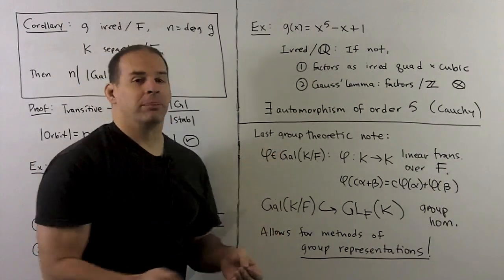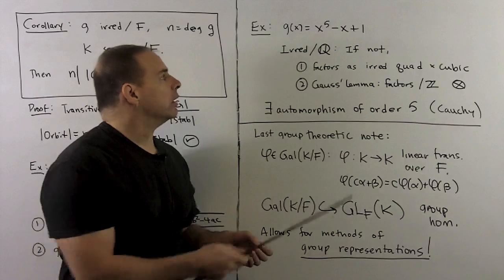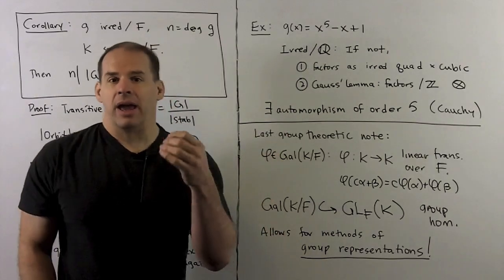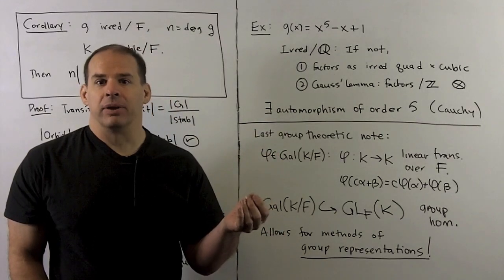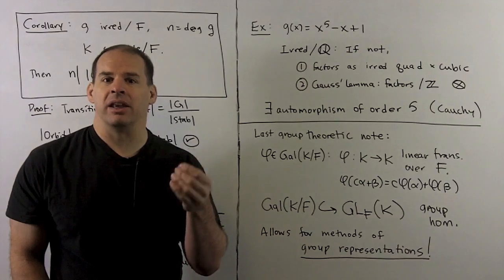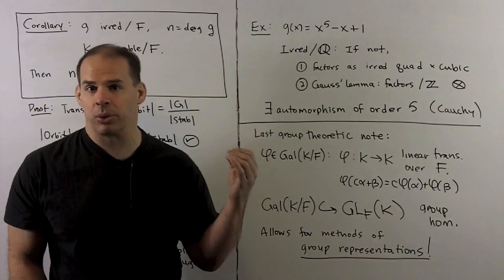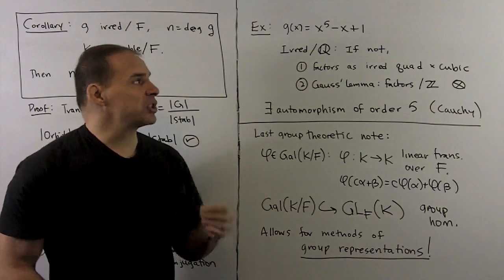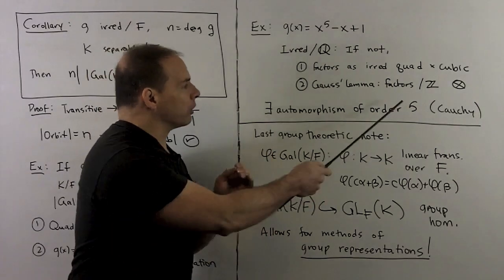Now that says, by the corollary, the Galois group has order divisible by 5, and then Cauchy's theorem says there must exist an element of order 5, because 5 is prime. So that says the splitting field has an automorphism of order 5.